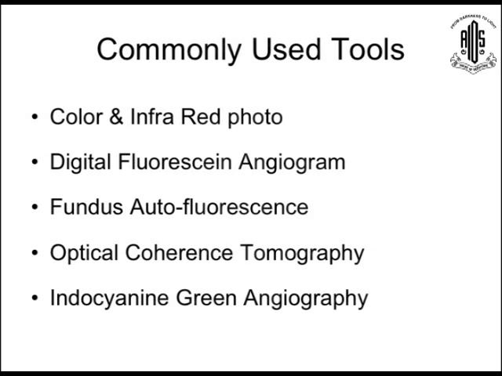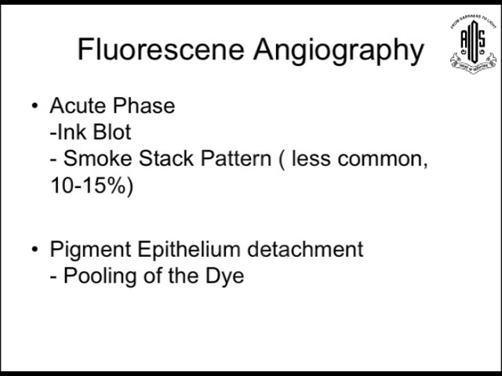So commonly used tools, if we see, there are color and infrared photographs, because nowadays lots of imaging instruments are coming where the color photos you may not get, only the infrared photographs are available. Then digital fluorescent angiogram, fundus autofluorescence, optical coherence tomography, and indocyanine green angiography. The fluorescent angiography, if you go first, the acute phase shows ink blot and smokestack pattern. The smokestack pattern is less common, and pigment epithelium detachment shows pooling of the dye.